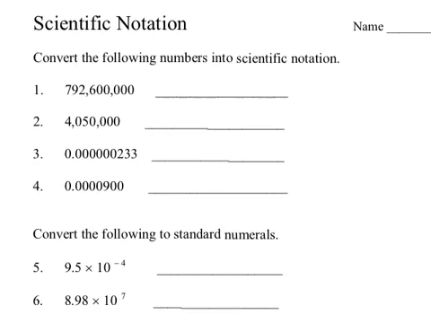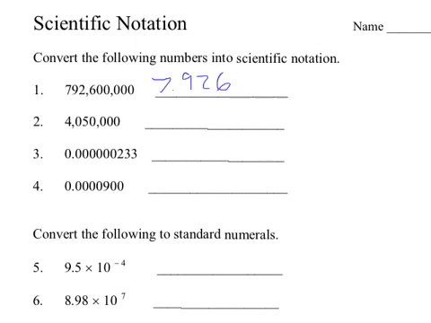Okay, the trick to scientific notation is we're going to take, let's look at number one, this number and express it as a number between 1 and 9. So that means I need to take the decimal, which is here, and move it to here. So what I'm going to record for my number is 7.926.